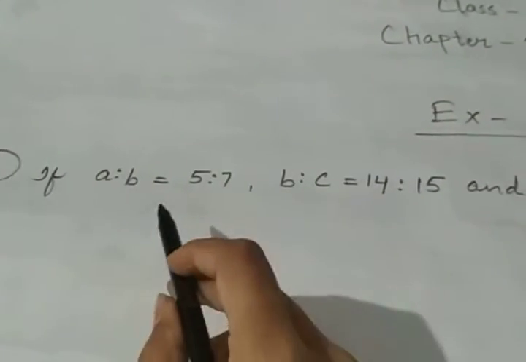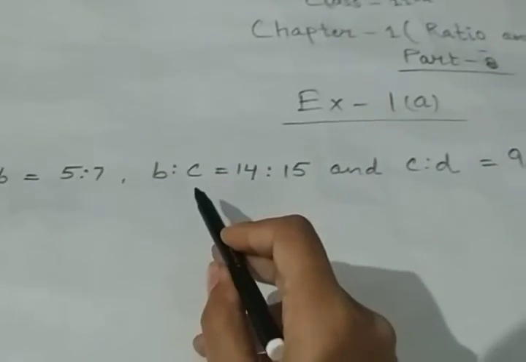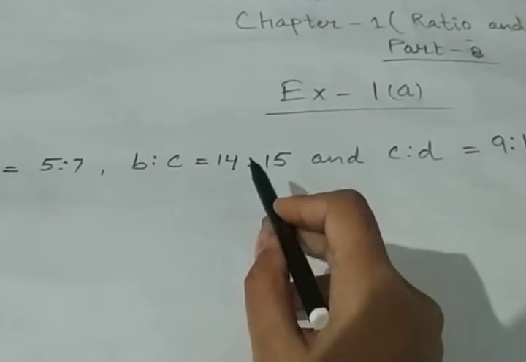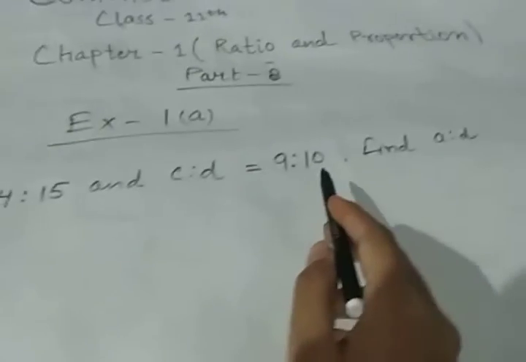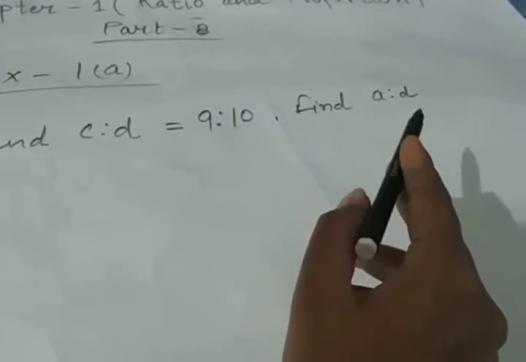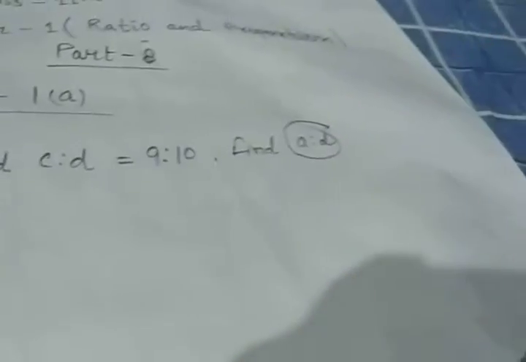If A ratio B is equal to 5 ratio 7, B ratio C is equal to 14 ratio 15, and C ratio D is 9 ratio 10, find A ratio D. We have to find A ratio D. And how to find it?